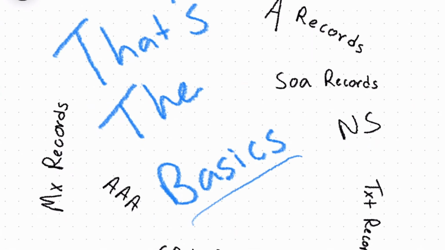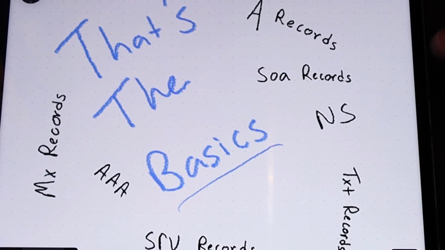And technical people might have a little bit more detail they want to provide, like talking about A records or MX records or AAAA records or SRV records and all that stuff. But for the most part, that's how DNS works.